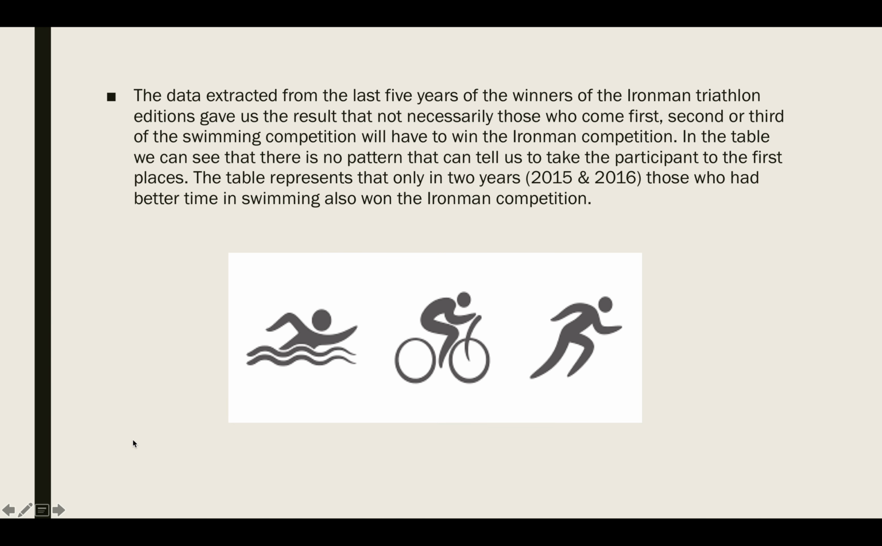The data extracted from the last 5 years of the winners of the Ironman Triathlon edition gave us the result that not necessarily those who come first, second, or third of the swimming competition will get to win the Ironman competition. In the table, we can see that there is no pattern that can tell us to take the participants to the first places. The table represents that only in 2 years, 2015 and 2016, those who had better time in swimming also won the Ironman competition.